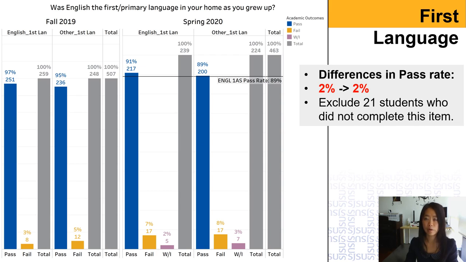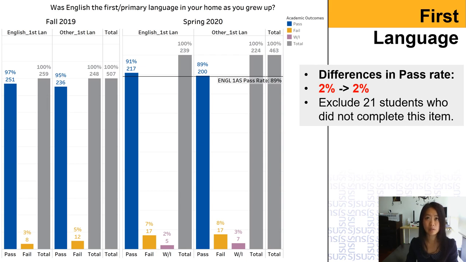Now with all the demographic data, we are taking a look at the language background survey data. The first one is students' first language. Are they English or another language? Now we see if there is any difference.